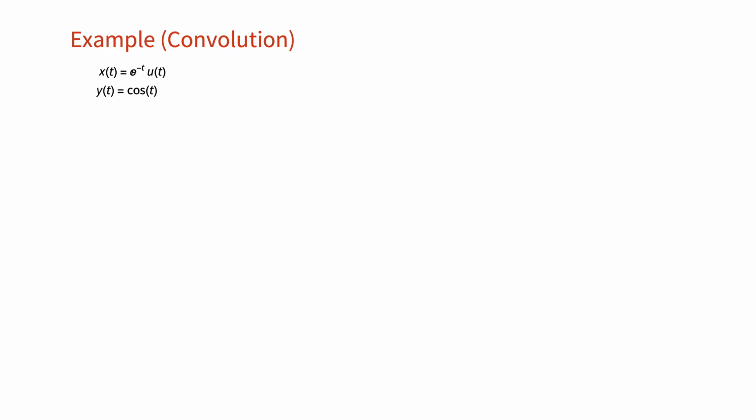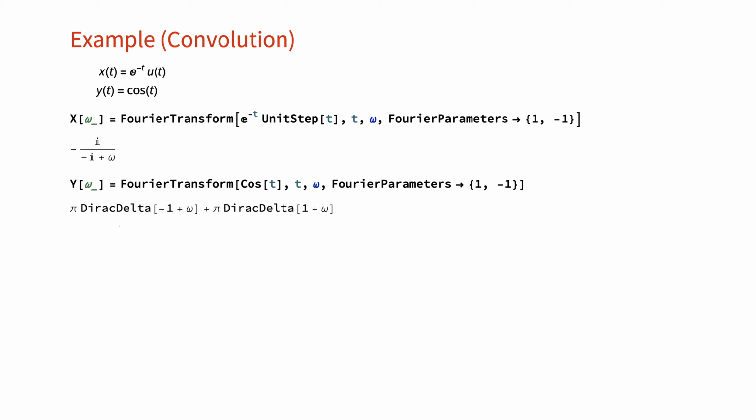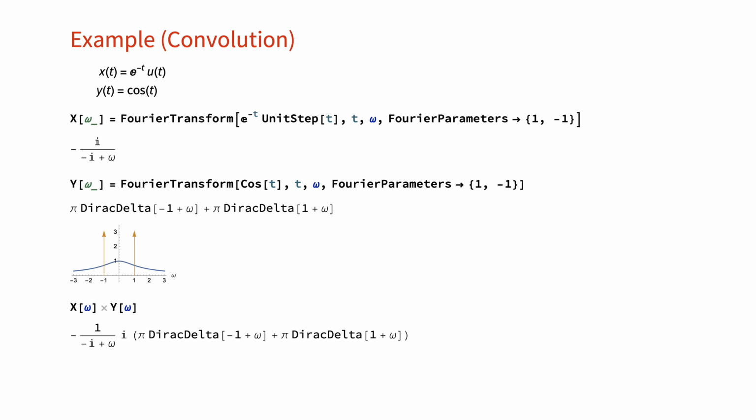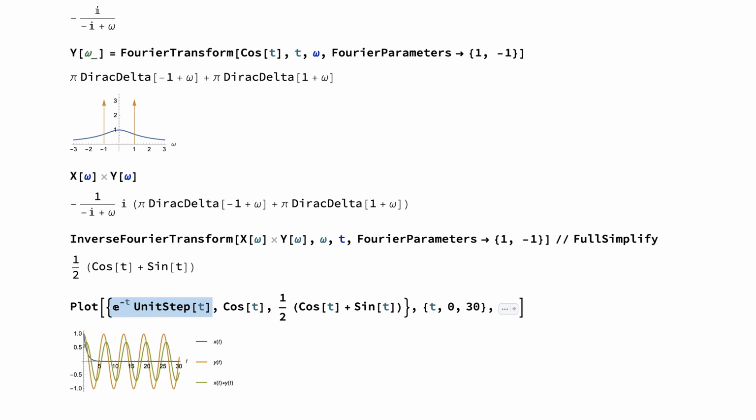First, let's find the Fourier transform of x of omega, and then for the Fourier transform of y of omega, we can look at the Fourier transform magnitudes of the two signals. Now, looking at the product of the two Fourier transforms and applying the inverse Fourier transform, we get this function in time domain. If we compare the result with the convolution of x of t and y of t in time domain, we'll see that they are equal. Here you can find a plot of x of t and y of t and their convolution in time domain.